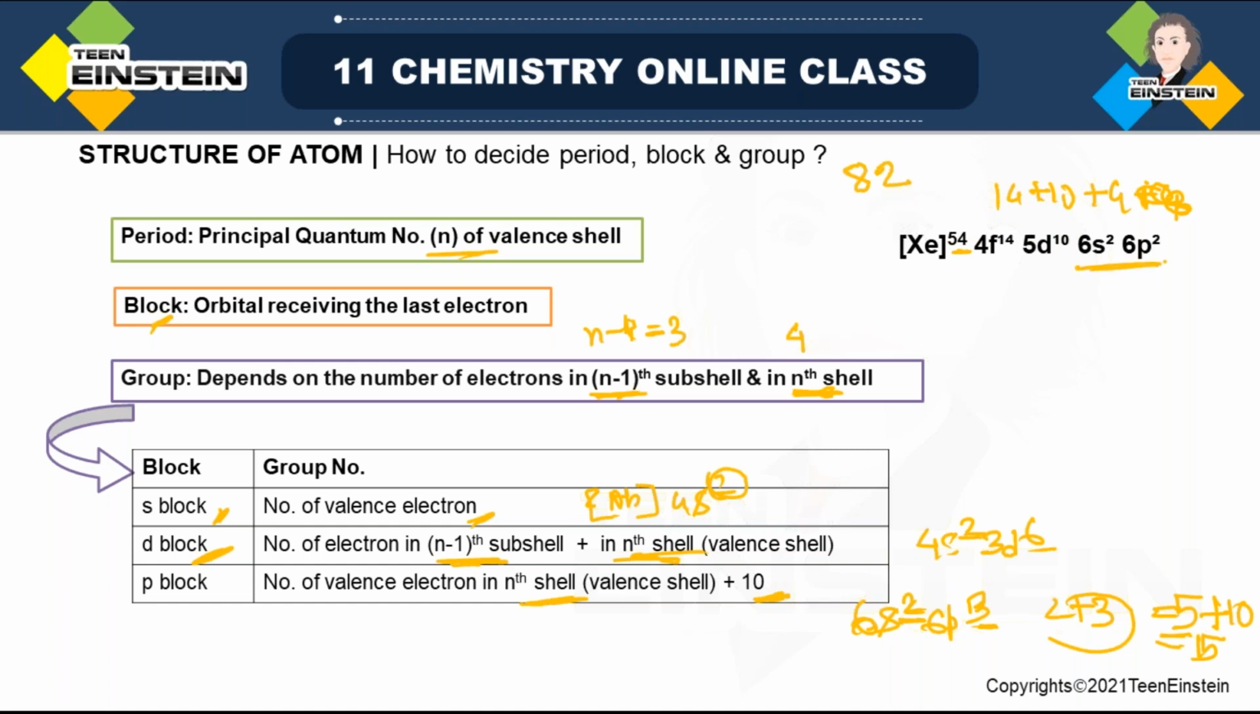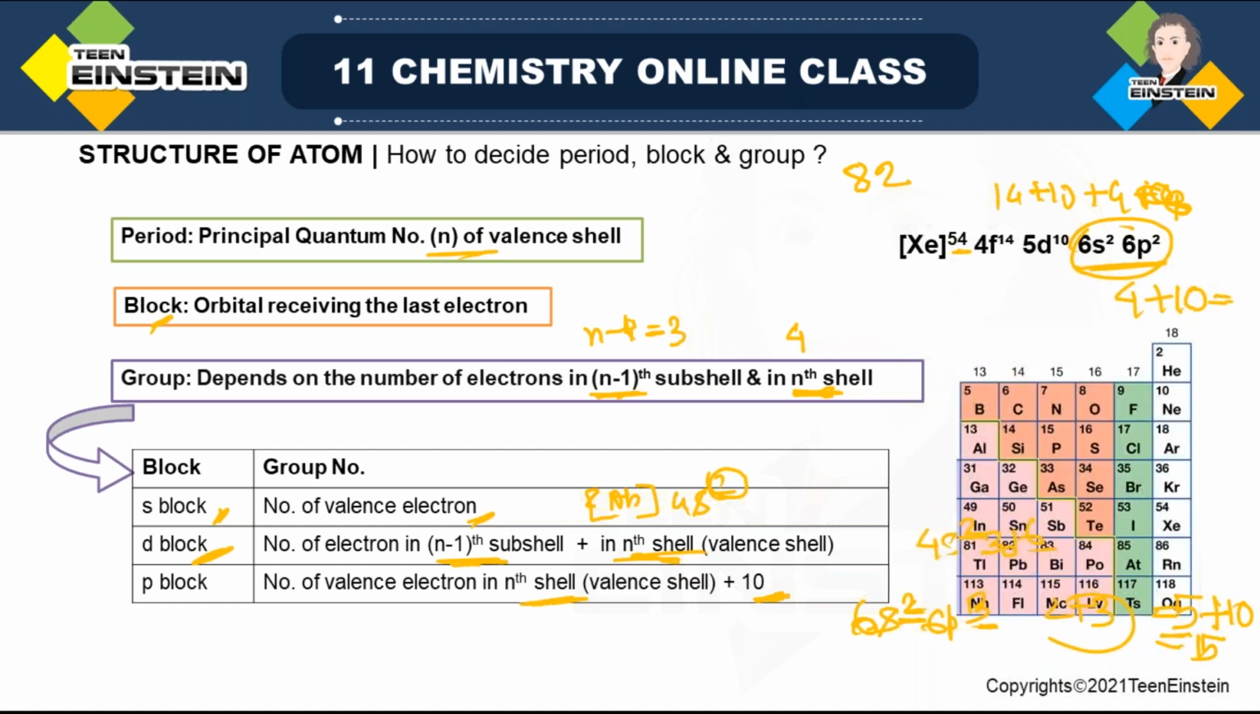So here you can see the valence electrons total 4. So the group number should be 4 plus 10, so it is 14. It is basically lead, atomic number 82. Fine. You can also find it here. Group number is 14, period is 6. So this is this one.